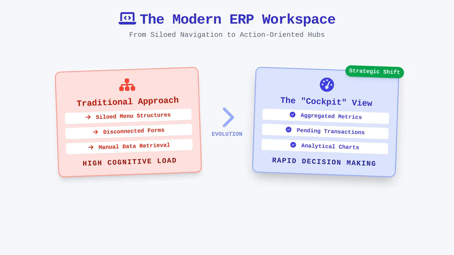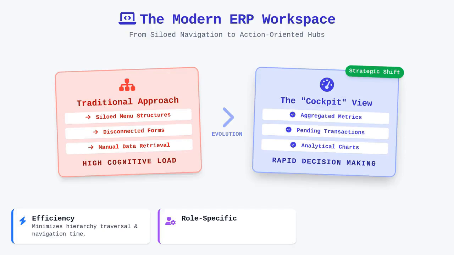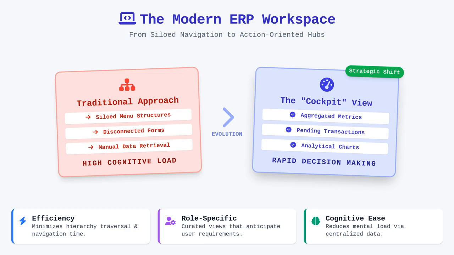This design philosophy reduces cognitive load by presenting the most critical data points up front, allowing for an immediate assessment of business health or immediate response to operational needs. When you interact with a workspace, you are effectively engaging with a curated view of the system that anticipates your role-specific requirements. This consolidation is not merely a cosmetic improvement, but a strategic enhancement to daily productivity, as it minimizes the need to traverse multiple hierarchy levels within the application. By centralizing the data, Dynamics 365 enables users to focus on decision-making rather than data retrieval.